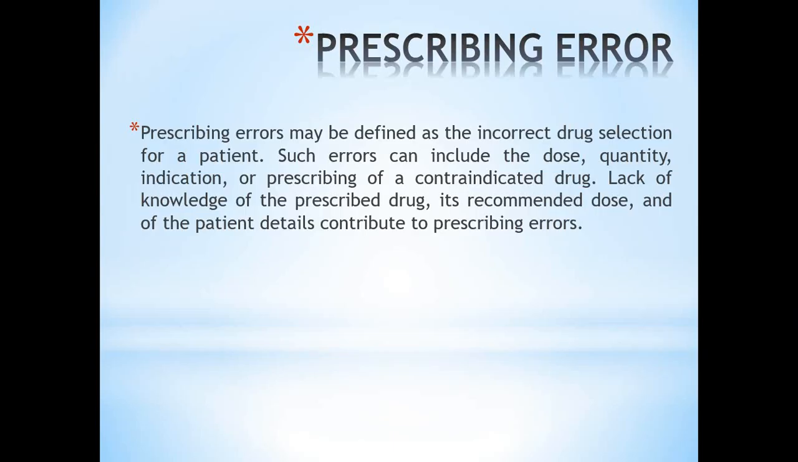So prescribing errors, by definition, may also include inappropriate or incorrect selection of the drug, and irrational drug selection. It may include the dose, quantity, indication, and prescribing of a contraindicated drug. Maybe the drug is correct, but the dose is incorrect. Maybe the frequency is incorrect. Maybe the indication is incorrect. Maybe contraindicated drugs are prescribed which the physician did not know about, and lack of knowledge of the prescribed drugs, the recommended doses, and the patient details contribute to the prescribing error.